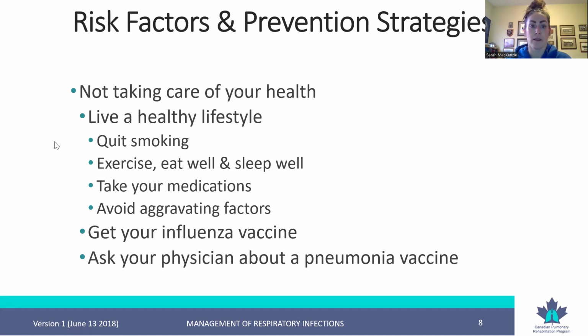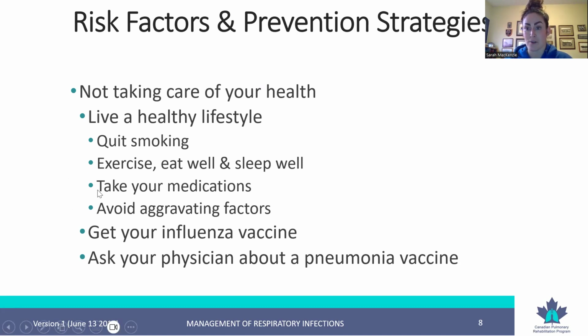So live a healthy lifestyle. That includes things like quitting smoking, exercising, which we're all doing currently, eating well. We'll talk about nutrition here a little later in the program, and prioritizing sleep. We spend about a third of our lives asleep, and if we're not setting ourselves up for restful sleep, it can impact every area of our life, especially our health.